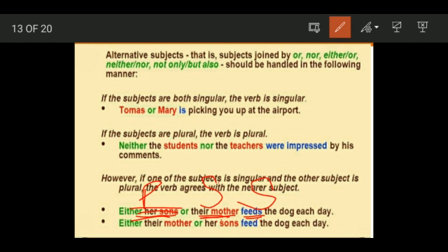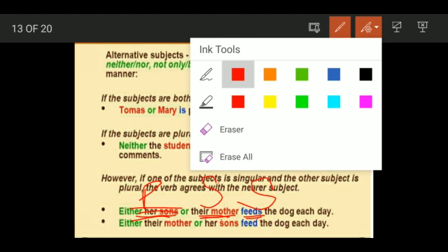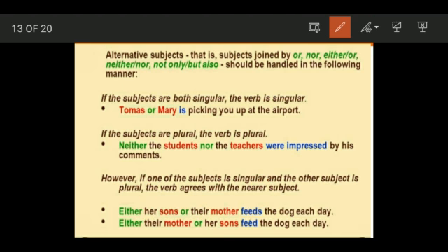Either her sons or their mother feeds the dog each day. Suppose now sons was written close to the verb. See the example: either their mother or her sons feed the dog each day. Here it is a plural subject, so it becomes a plural verb. Earlier it was a singular subject, so it becomes a singular verb.